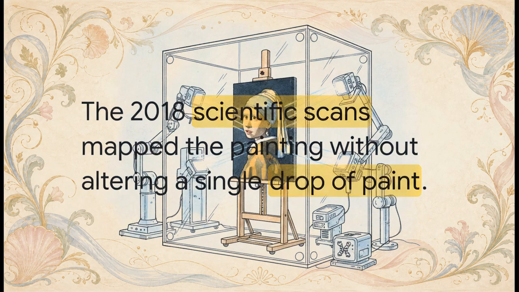We only know all of this incredible information thanks to the 2018 Girl in the Spotlight project. This amazing international research team literally set up shop inside a glass studio, right at the Mauritshuis. They used these wildly high-tech tools. We're talking macro X-ray fluorescence scans and infrared imaging to thoroughly map the painting. And the best part? They did it all without physically altering a single drop of paint on the canvas.